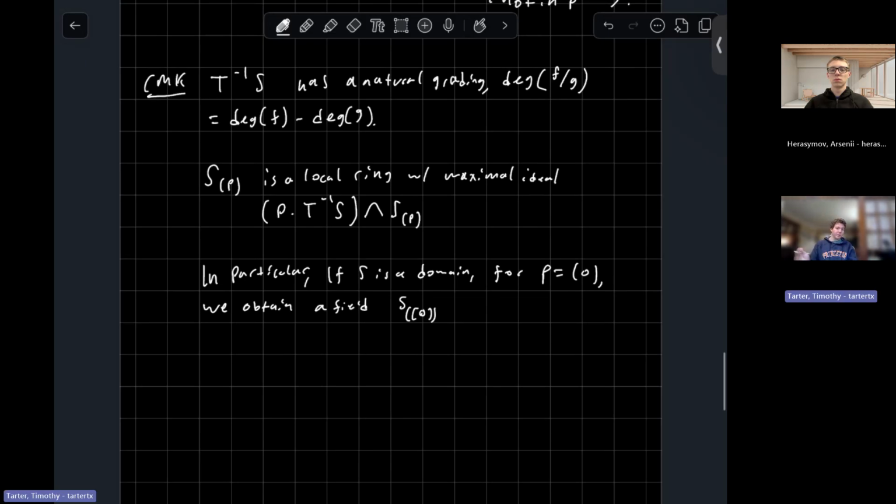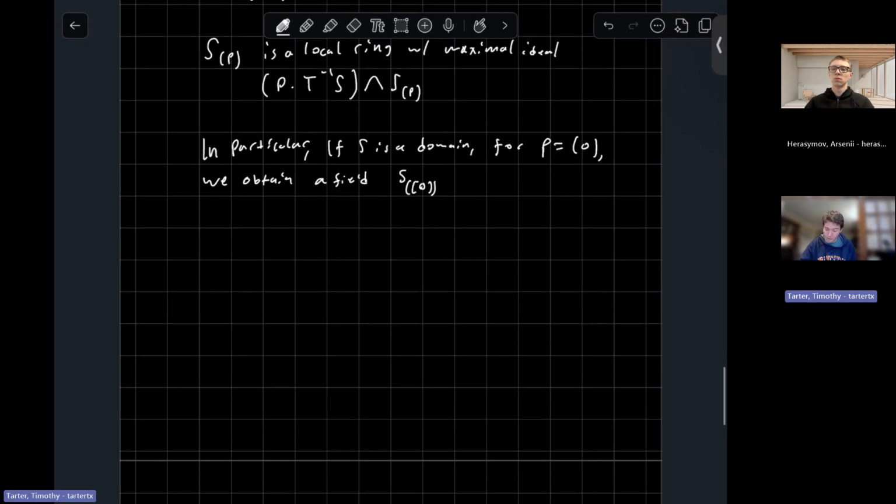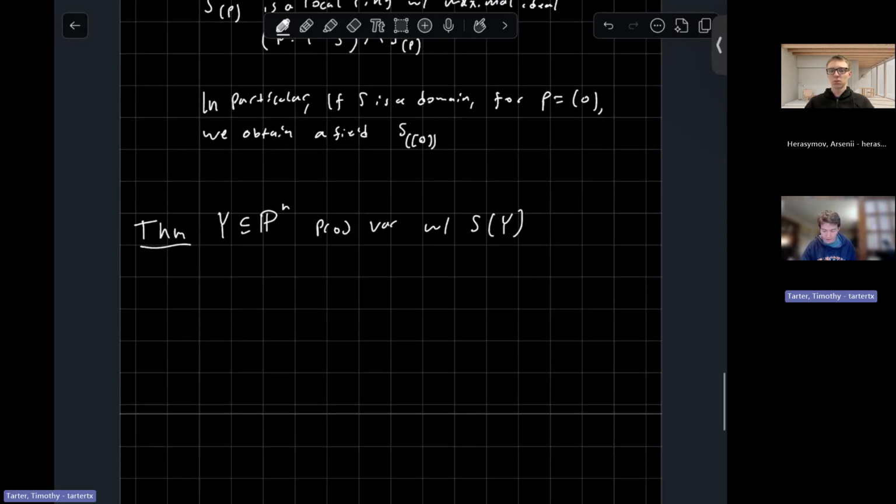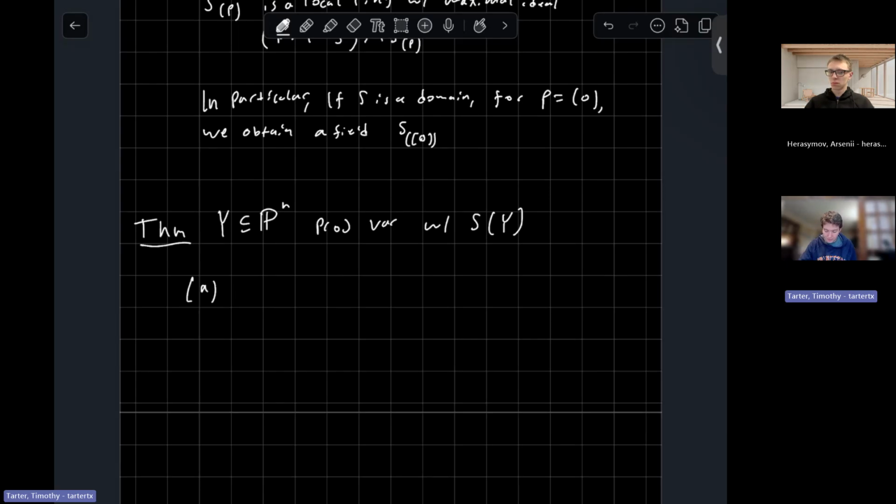So, okay, what are we saying here? We can obtain a field by localizing a homogeneous variety, a projective variety, at zero. This is used for theorem 3.4, which states: y in projective space is a projective variety with S of y its homogeneous coordinate ring. Then the ring of regular functions on y is K.